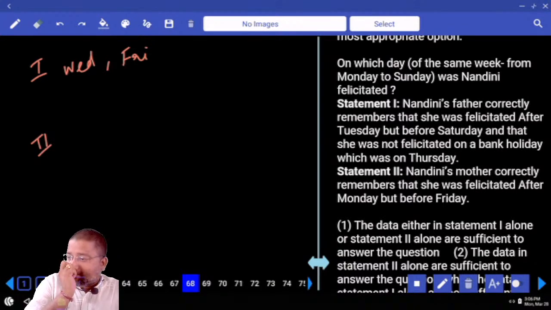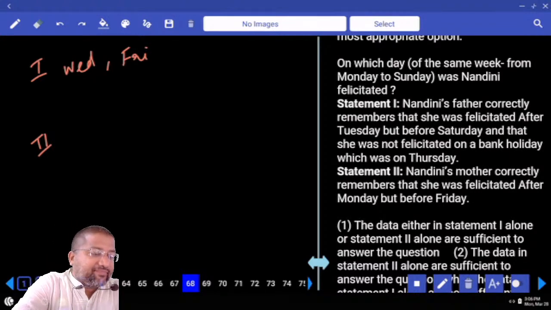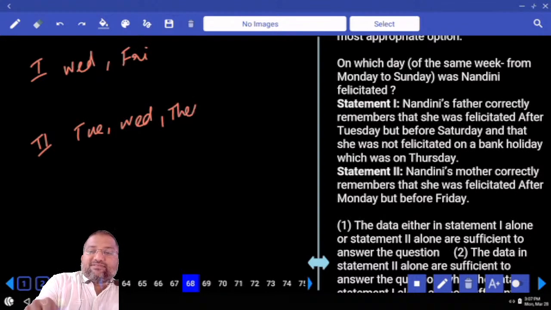Second statement, Nandini's mother correctly remembers that she was felicitated after Monday before Friday. After Monday before Friday means Tuesday, Wednesday, Thursday. Will I get the answer?